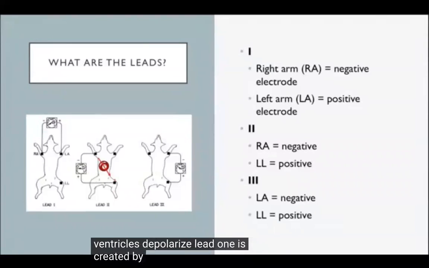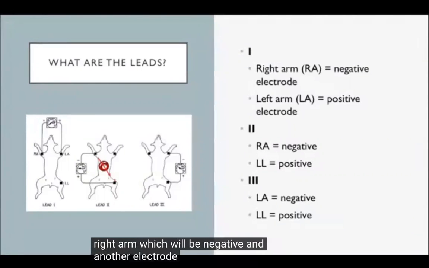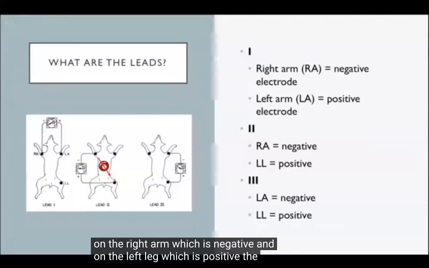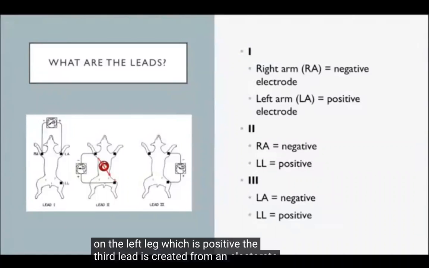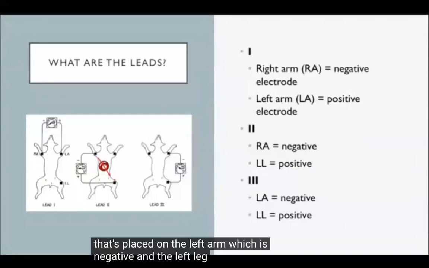Lead 1 is created by placing the electrode on the right arm, which will be negative, and another electrode on the left arm, which will be positive. The second lead is created when placing the electrode on the right arm, which is negative, and on the left leg, which is positive. The third lead is created from an electrode that's placed on the left arm, which is negative, and the left leg, which is positive.